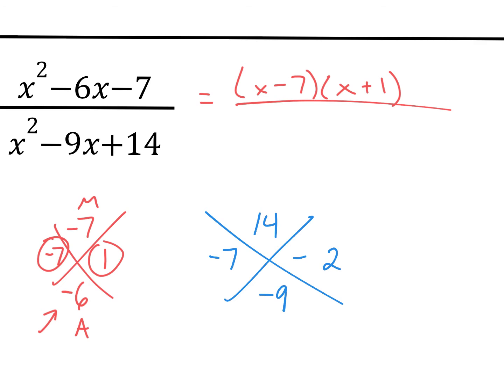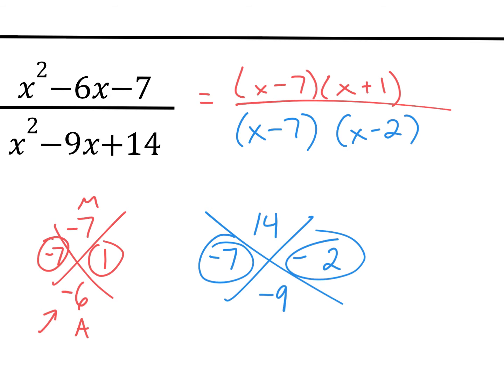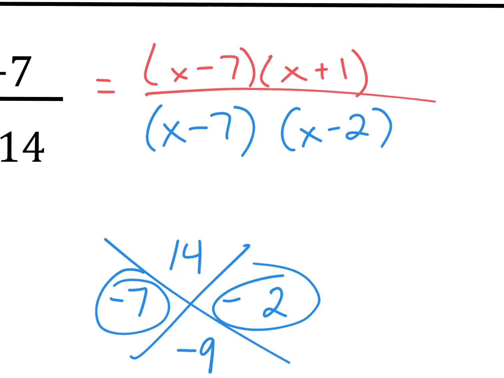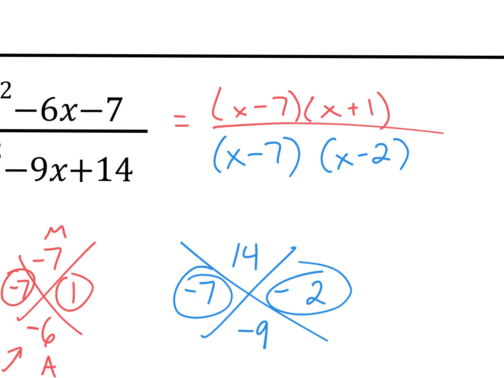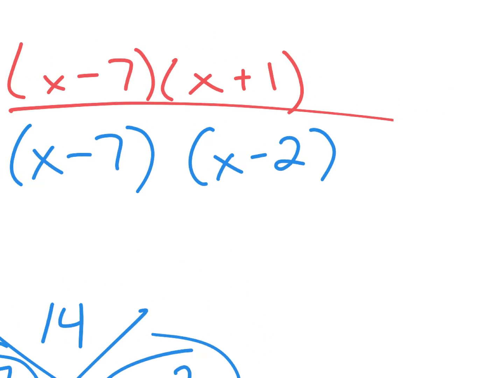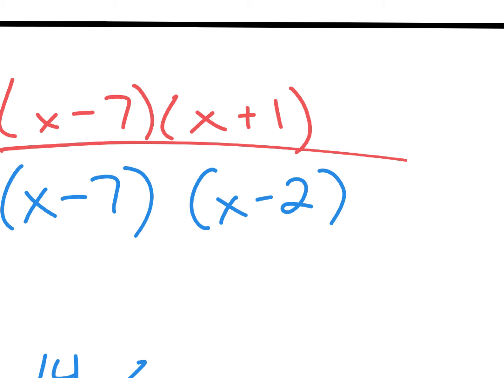Good deal. So my factors on the bottom are going to be what? Perfect. x minus 7, x minus 2. Just the two numbers that I found. Have I fully factored everything? I think I have. I don't think I could do anything else. So now I look, can I simplify this? What can I do here? Yep, they're the exact same. They go away. Are x plus 1 and x minus 2 the same? No, they're not. So we cannot simplify those.